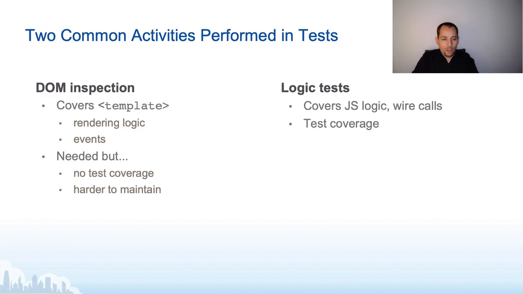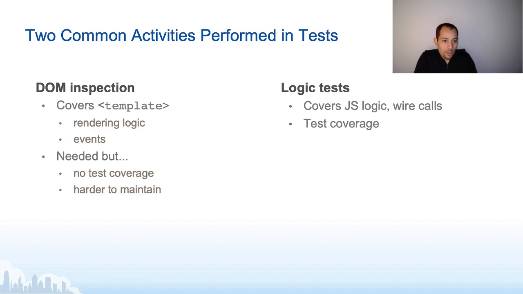When you're doing tests in Lightning Web Components, you're mainly doing two types of activities which have different constraints and different goals. You can either be doing DOM inspection or logic tests. Of course, you can combine them, but these are really two different things. They're all written in the same structure of testing, but they're really different goals.